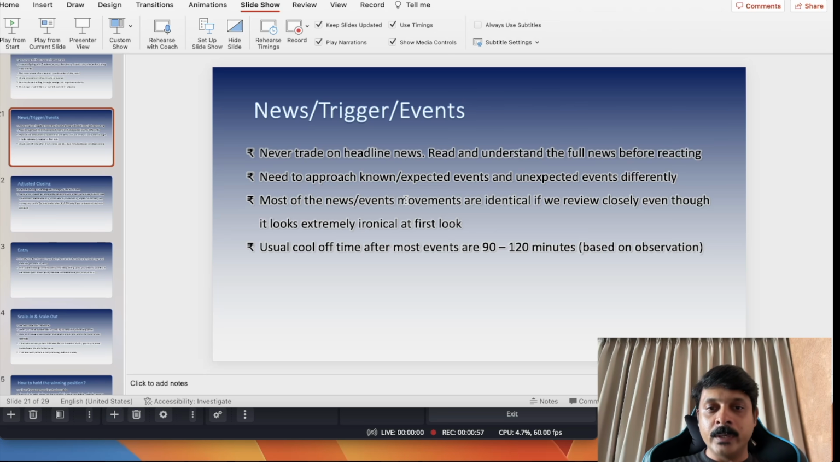One example: yesterday there was the SBI result, and if you look at the first snapshot that came in, it looked like an extremely good result, because the profit beat estimates, way higher than the estimate. If you start trading on that headline news, it looks extremely good and you might tend to take a long position. But if you go into the result and analyze in detail, their NPA was higher and their net interest income was lower. So that way it was bad.